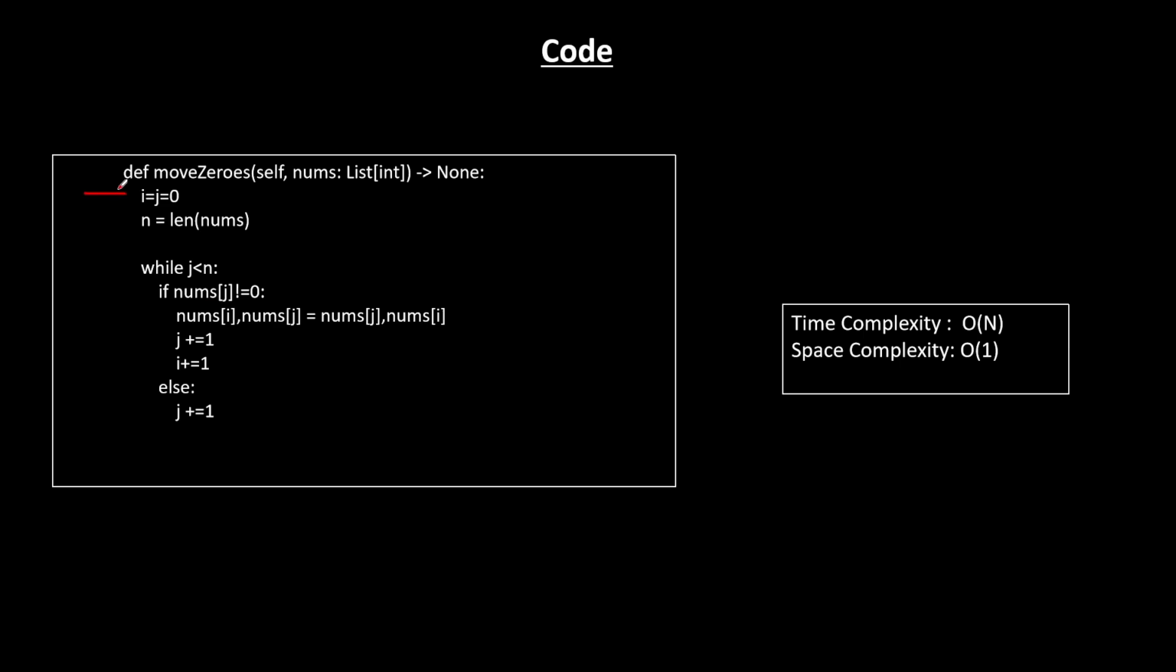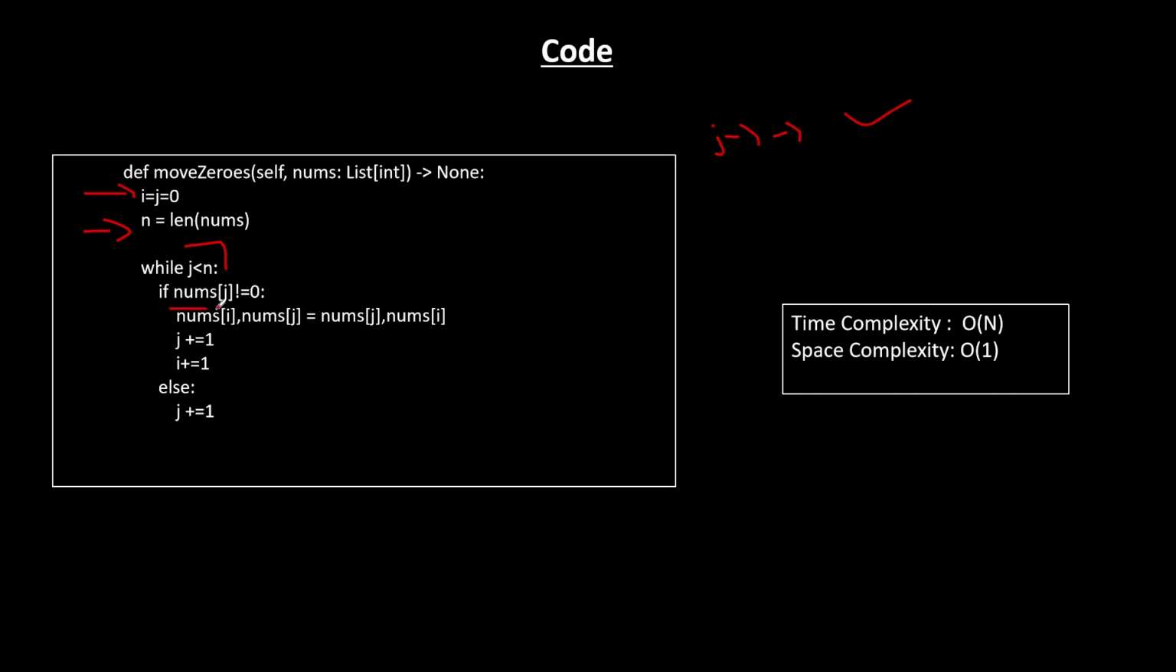We will start i and j with 0. We will take the length of the nums array. Now since j is looking for non-zero elements, this will be our deciding factor for the complete array to be iterated, because j will keep on running till it does not find any non-zero element.